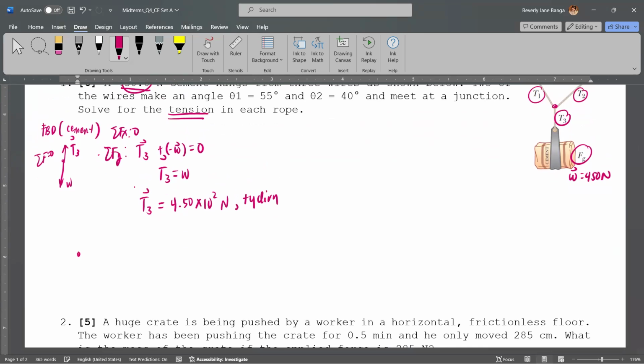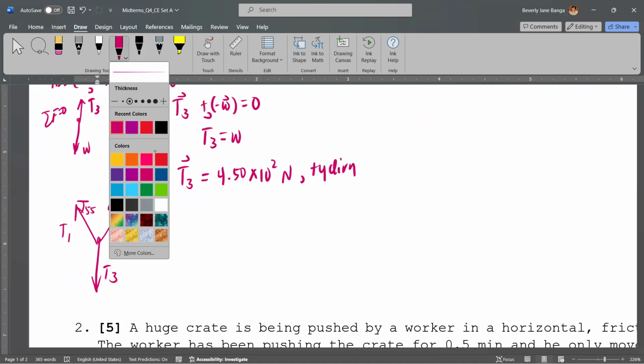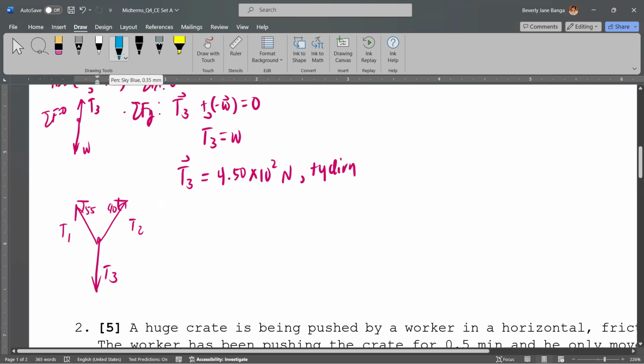So your T1 and T2, they are meeting at the junction, no, along with T3. So this one is T1, this one is T2, and this one is T3. So ito may angle na 55, ito may angle na 40. So we're going to write the summation of forces here, but first, you need to recognize na meron na tayong X and Y, no? X and Y axis. So this one will be our Y, and this one will be our X, no?